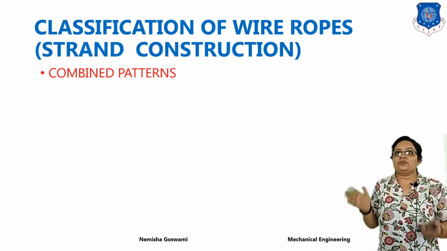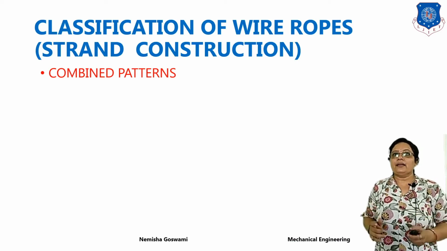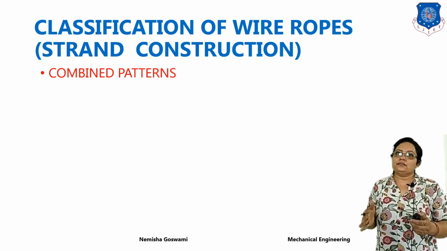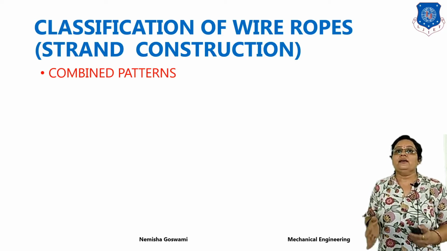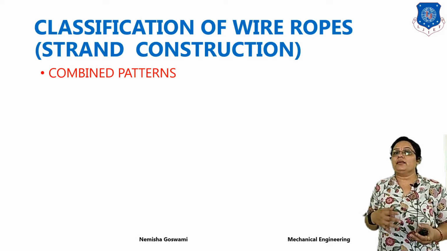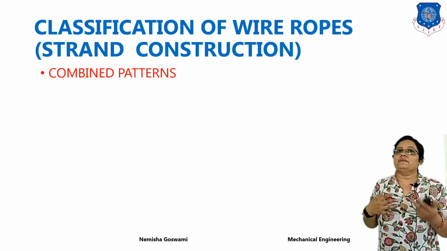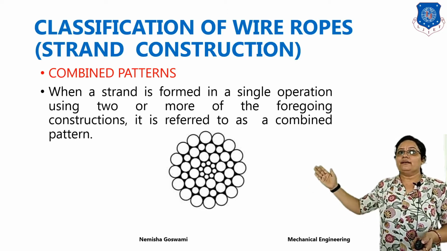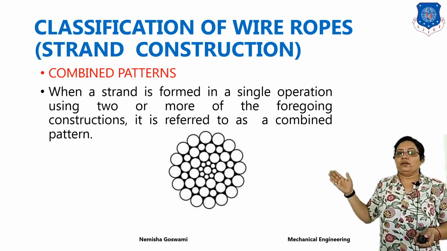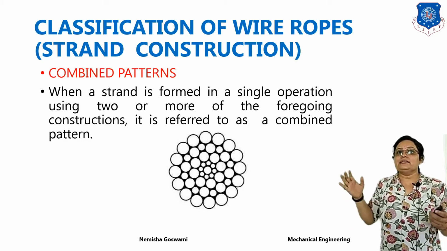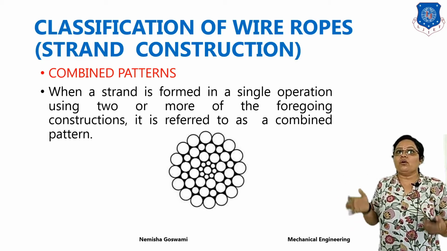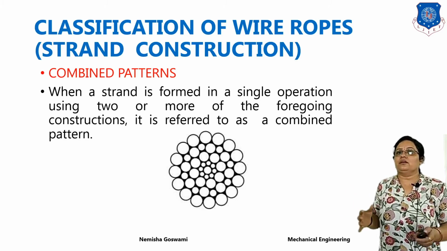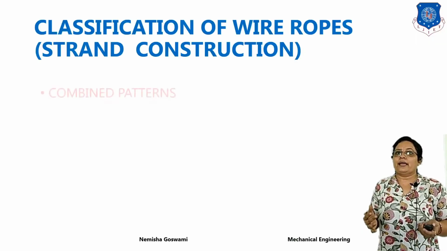Next is the combined pattern. Its name indicates that the wire rope consists of different types of patterns. There may be Warrington, there may be seal, there may be single layer. This is the composition. You can see here the outer layer having different wires. When a strand is formed in a single operation using 2 or more different types of wire construction, it is generally known as a combined pattern.